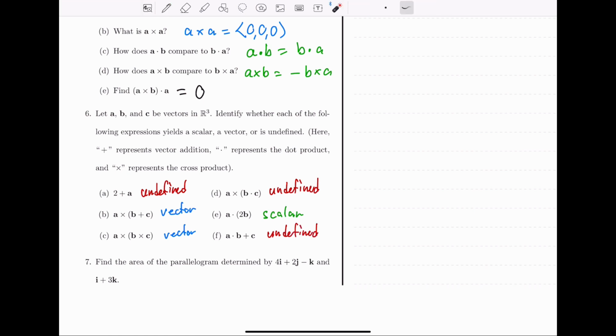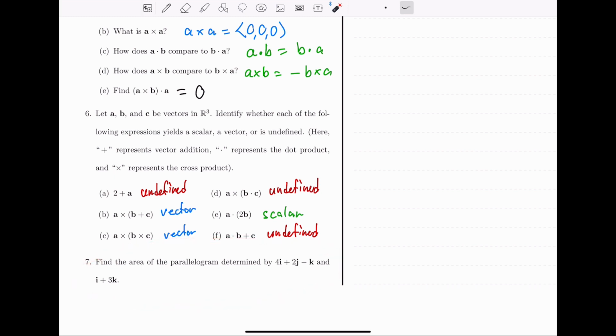It's important to be comfortable with the different operations that we can do on vectors and what sorts of values they give us. The dot product of any two vectors will always give us a scalar, and the cross product of any two vectors always gives us a vector. Let's conclude this section with problem 7.